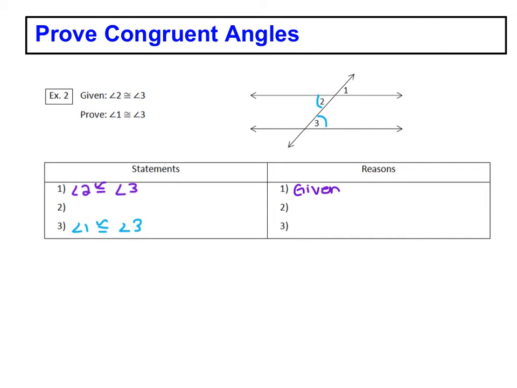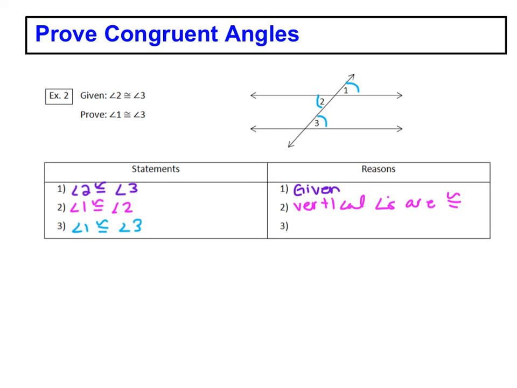So we can go ahead and say that they are congruent because they are vertical angles, and we are allowed to assume vertical angles. So we can say that angle 1 is congruent to angle 2, and our reason is that vertical angles are congruent. Okay, so from there we can go ahead and say that angle 1 is congruent to angle 3.